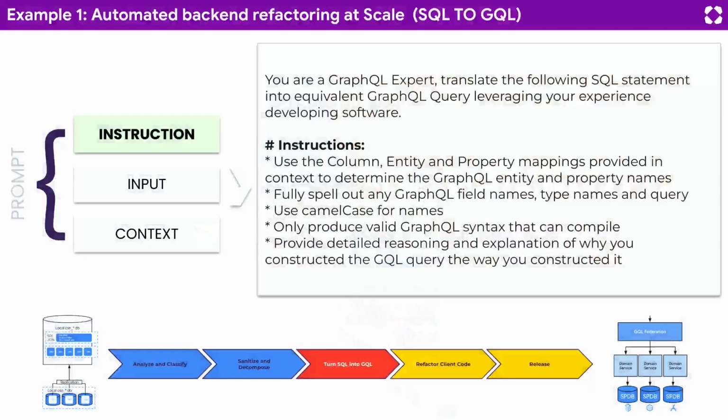Just an example, here's a typical prompt that we give Gemini Pro. You're a GraphQL expert. The thing I want to call out in this prompt is that we ask it to spell out the GraphQL field names. We're not giving the models that mapping. It understands it through the analysis step. And then also produce code that's compilable.